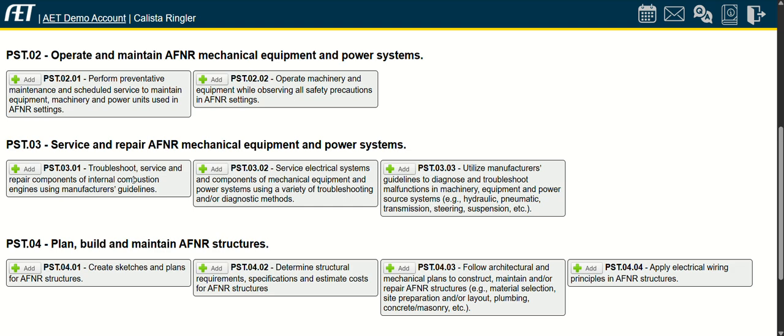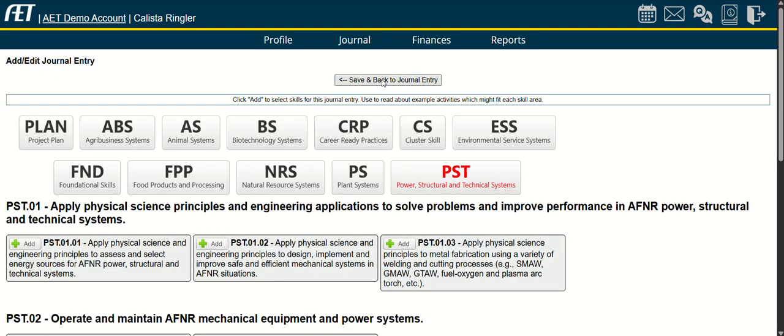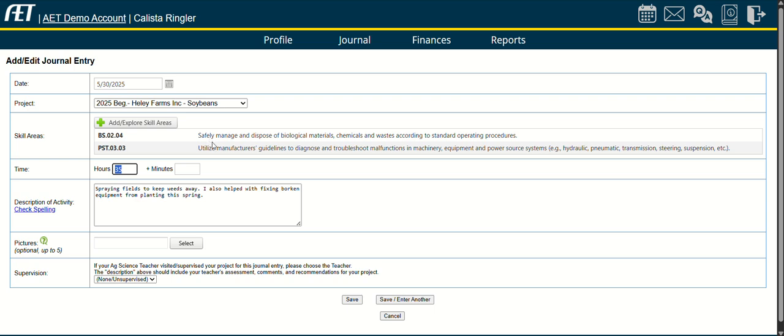So whatever I was repairing, they all have a different standard. So this one is about engines, this one's about electrical, and this one's about everything else essentially. So whatever I was fixing, that's the standard I can apply. I save and go back. My 2 standards match my description.